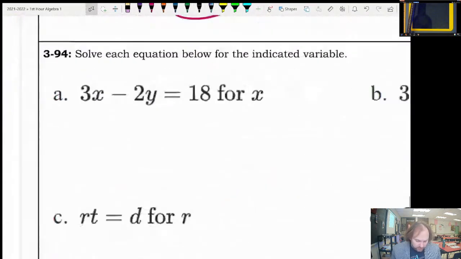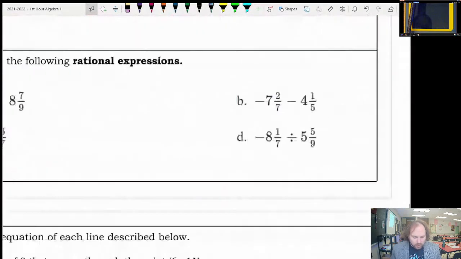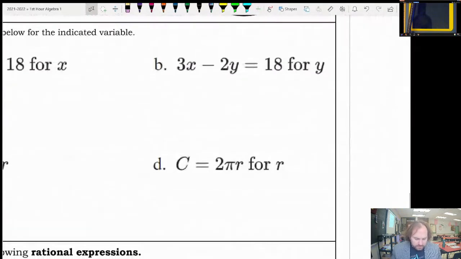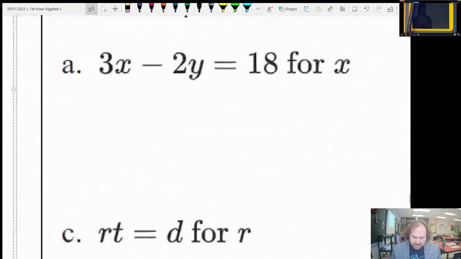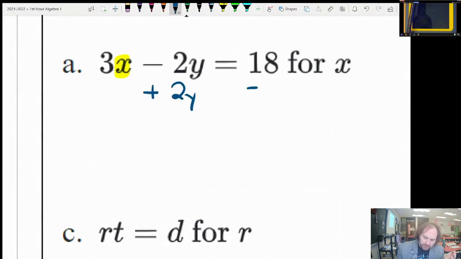All right, question A. Solve each equation, 394. Solve each equation below for the indicated variable. So this is what we're doing new today in class. What we're going to do here is we're not actually going to get an answer for this problem. We're going to get x equals for the answer, and we're going to have some other expression over there. So the idea is to target the x and get rid of everything that's not x. Let's start with this minus 2y. We can do this by flipping the 2y over to the other side, and that gives you 3x equals 18 plus 2y.